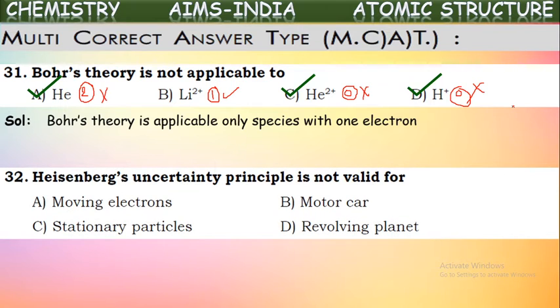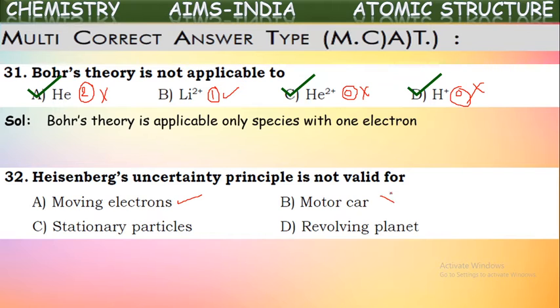Next question. Heisenberg's uncertainty principle is not valid for. Actually, Heisenberg's uncertainty principle is applicable for the microparticles which are moving with high velocity. So the minute particles like electrons, the particles with very small size and moving with high velocity, only for those this Heisenberg's uncertainty principle is applicable. Like electrons. See here, moving electrons. Yes, for this the principle is applicable.